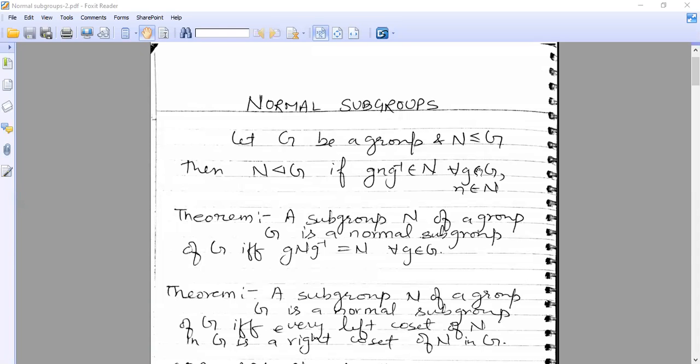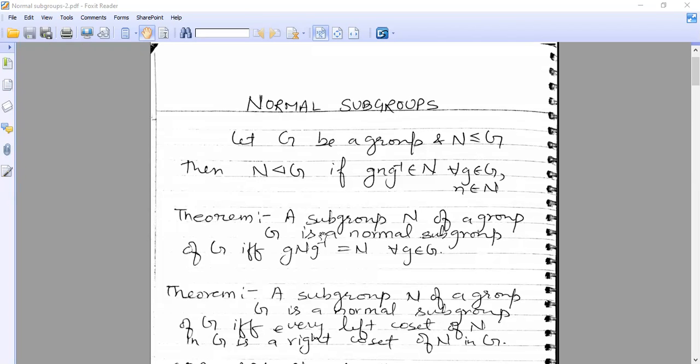You have a subgroup N of a group G. Then we are saying that N is a normal subgroup of G if gng inverse belongs to the subgroup N for all g belongs to G and n belongs to N. So this is the sufficient condition for when N becomes a normal subgroup, that we have already seen.